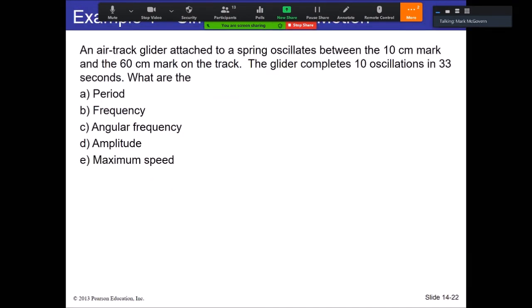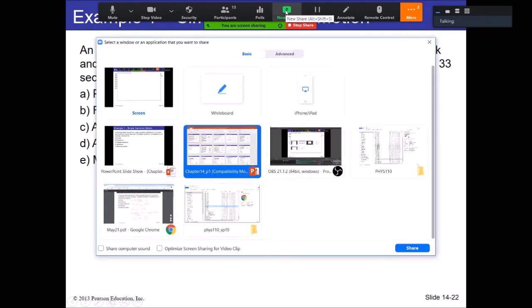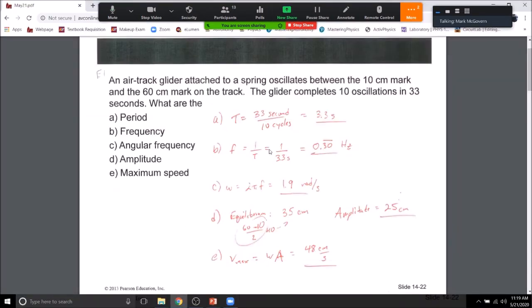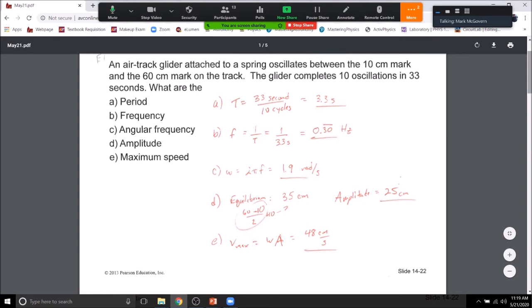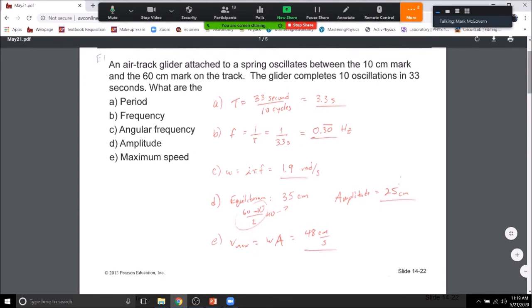Okay, let's keep going. Let's get into a problem right away. Let's bring up my notes here for that. We have an air glider attached to a spring that oscillates between the 10 centimeter and 60 centimeter mark on the track. The glider completes 10 oscillations in 33 seconds. What are the following things? We have information here about amplitude, and we have information here about period and frequency.